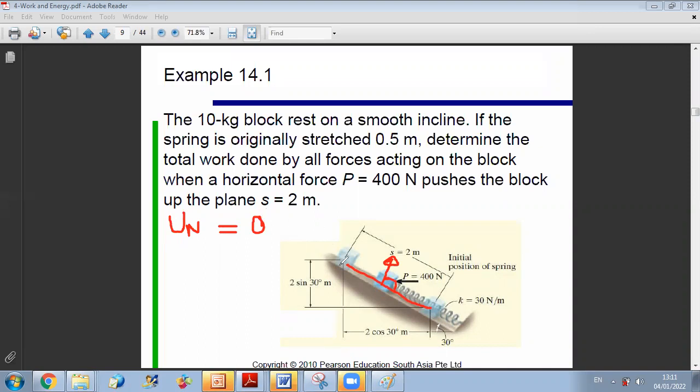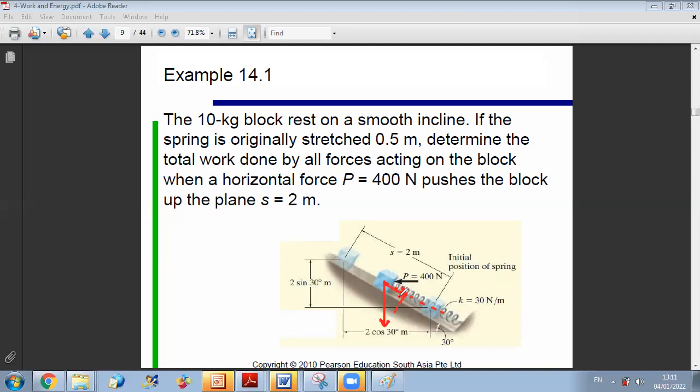Now, the second force is the weight. For the weight, you can do two methods. Either you project the weight on the direction of motion. So if I project the weight, this is the weight, which is always vertical. This is the direction of motion. If I project the weight on the direction of motion, it's opposing motion.